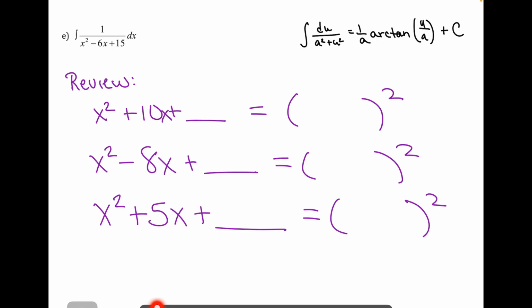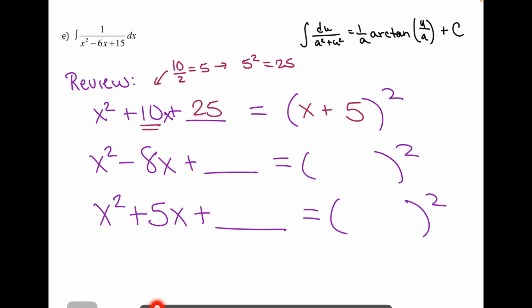If I have x squared plus 10x, and I want to turn this into a perfect square trinomial, I look at the number in front of the x, I look at the 10, I cut it in half. 10 divided by 2 is 5, and 5 squared is 25. So if I add 25, this is now a perfect square trinomial. And what that means is x squared plus 10x plus 25 can be factored as x plus 5 squared. That's because 5 plus 5 gives me 10. 5 times 5 gives me 25.